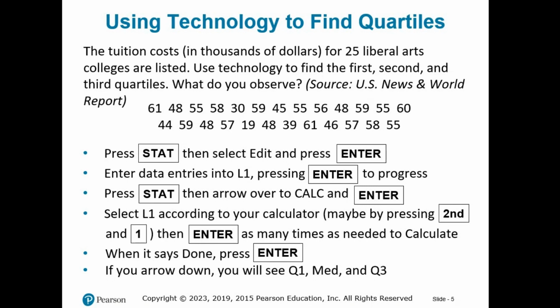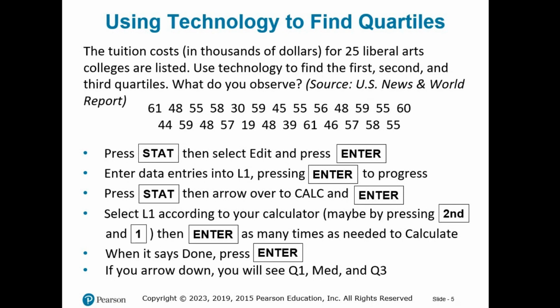What do you observe? First, recognize from our previous encounters with the calculator that you need to enter the data into L1. You do this by pressing Stat, then selecting Edit and pressing Enter. Then you enter your data points, pressing Enter to progress through them. Now, to do the calculations, we press Stat, then arrow over to Calc, and press Enter when 1-Var Stats is highlighted.